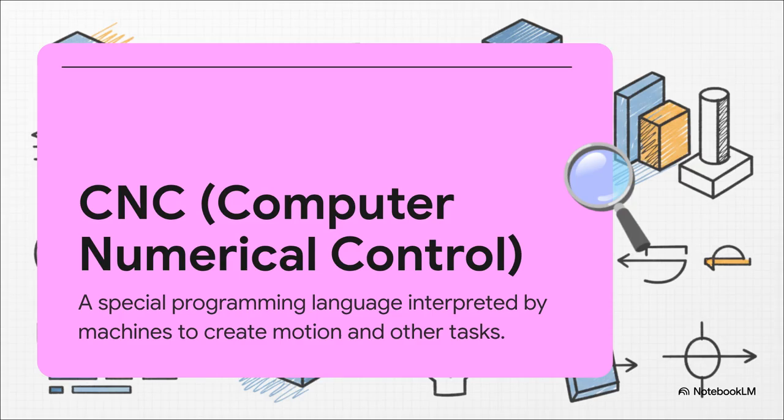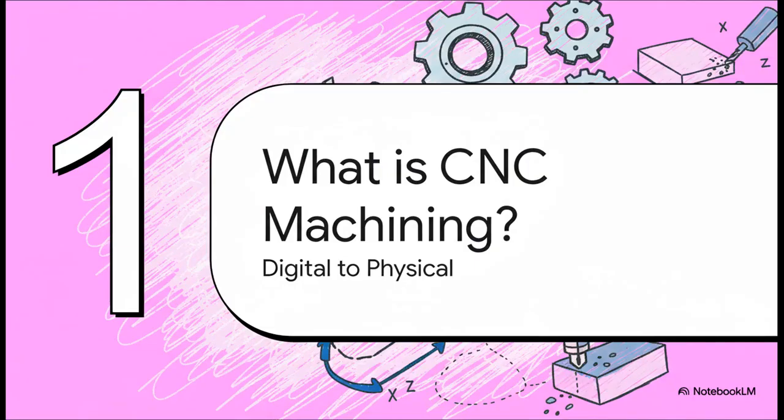A really good way to think about it is like this. Imagine a highly skilled, incredibly precise robot that's just following a digital blueprint to cut or drill or shape a piece of material. So let's break down how CNC actually acts as this bridge and how it translates a design that's on a computer into a tangible object that you can actually hold in your hand.